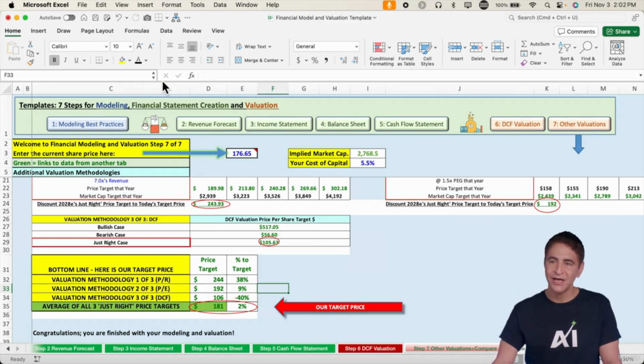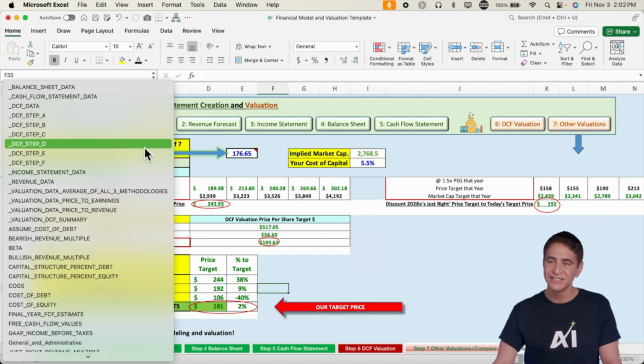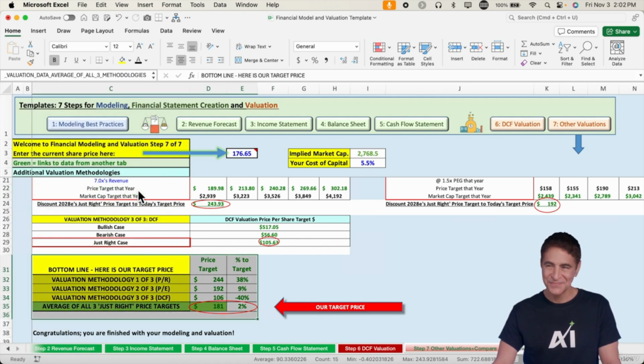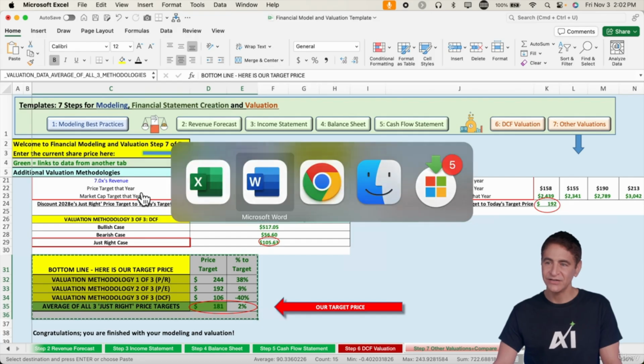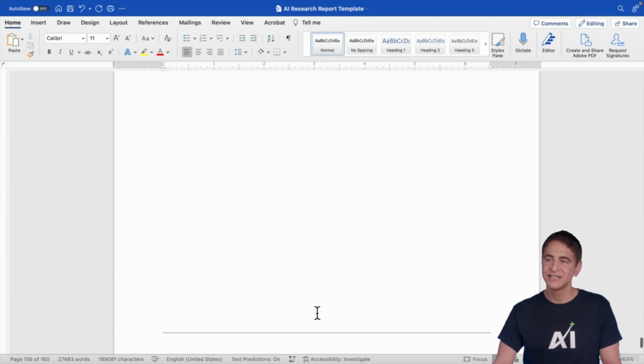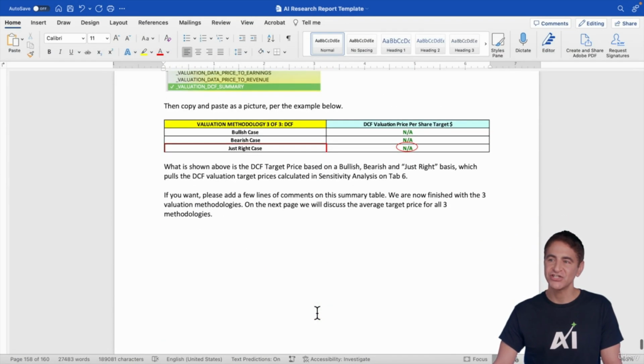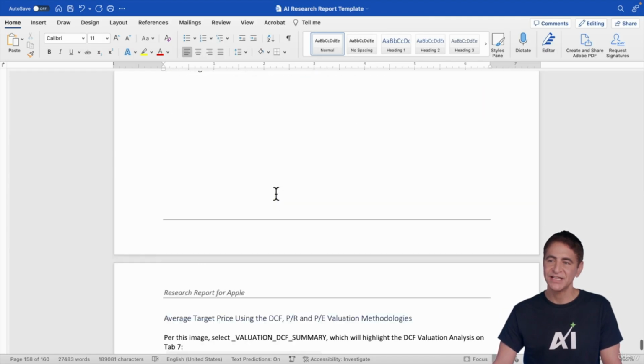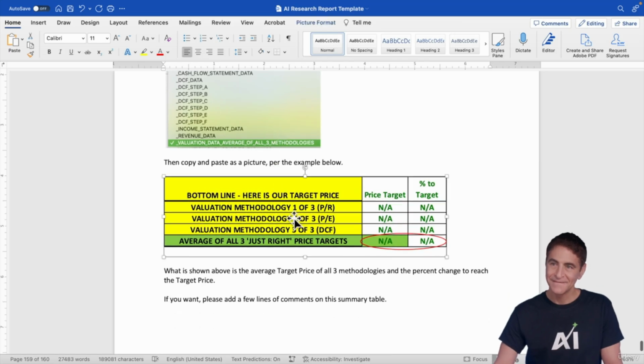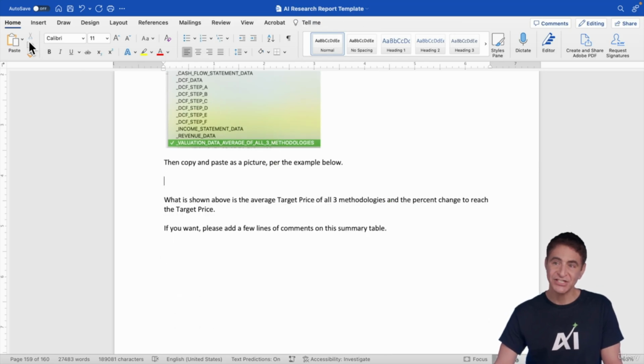As a next step, what I have to do is take this, copy, and then I will go directly here and paste this into our average valuation. You can paste in the DCF there as well if you want to, but I'll just paste this down here. And then you can add your own comments as well.